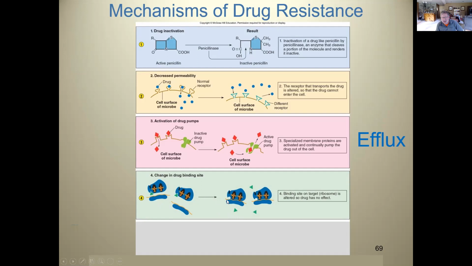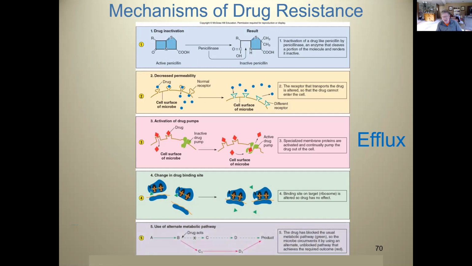Let's modify it so that it can't fit in, and let's allow those two subunits to combine, and let's continue on with translation of the protein. So there's no harm done to the cell, right? It's just negated the action of that antibiotic by modifying its protein structure. Basically, this is primarily protein and some RNA.